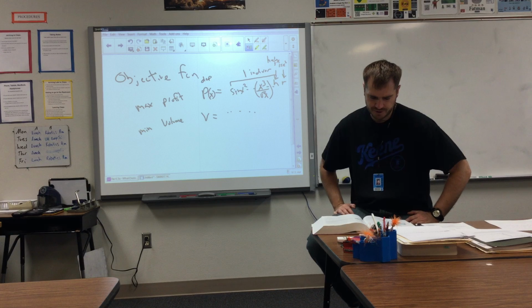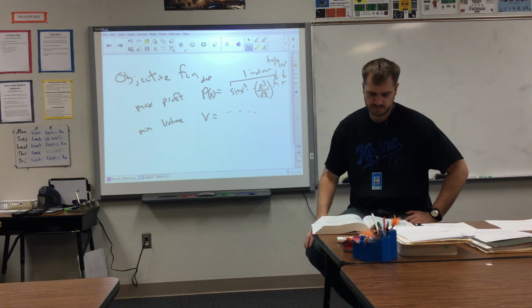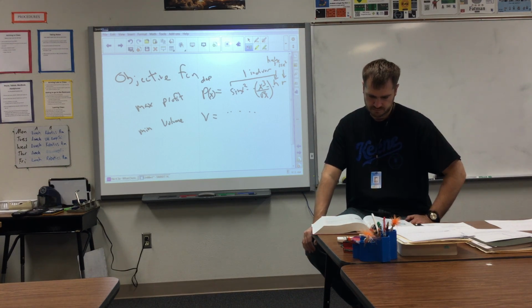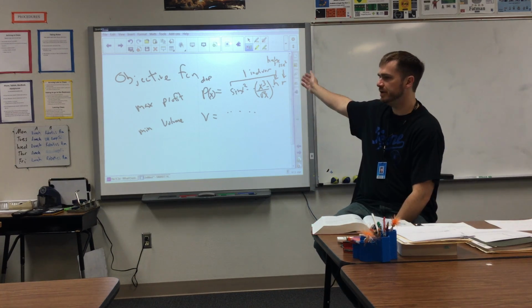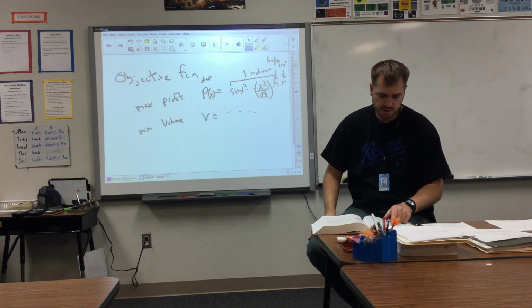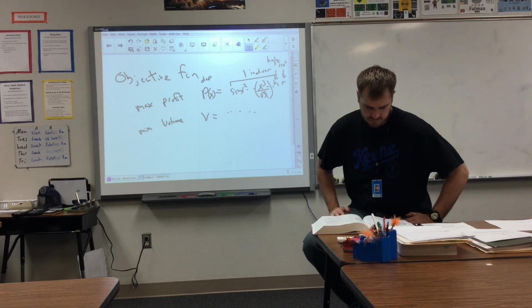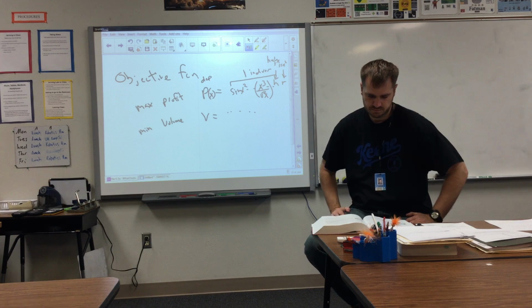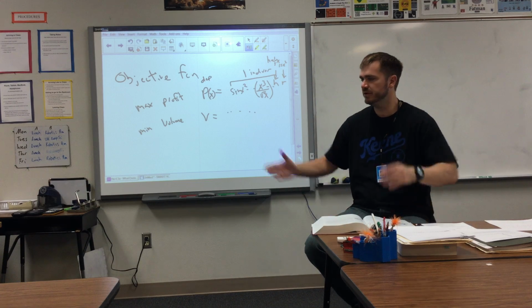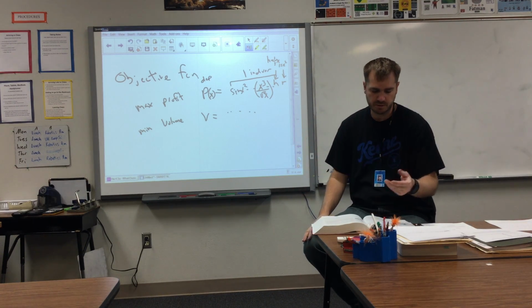Rigel, read those first two guidelines for optimization problems. The first one is read the problem carefully, identify the variables, and organize the given information with a picture. The second one is identify the objective function, the function to be optimized. Write it in terms of the variables of the problem. Okay, so write it in terms of the variables of the problem. Sounds good. James, go ahead and read number 3 to us. Identify the constraints, write them in terms of the variables of the problem. Okay, so figure out what your limitations are, what your constraints are. Keep going, James. Number 4.